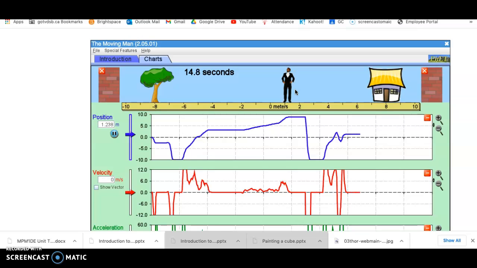Okay, and enjoy. This guy here, the blue guy, is called a distance time graph.